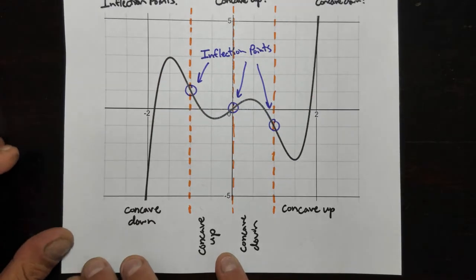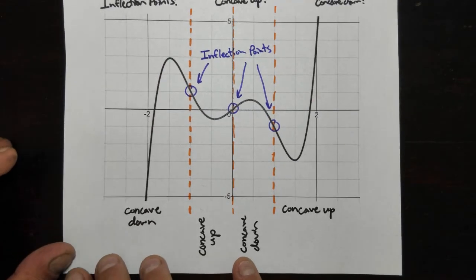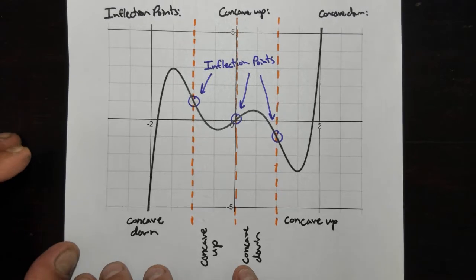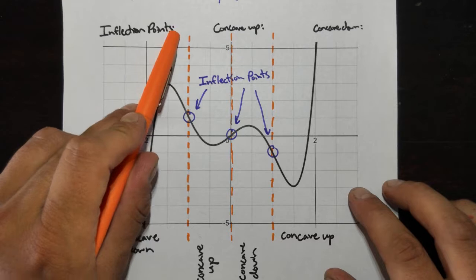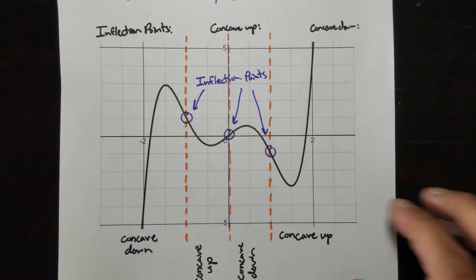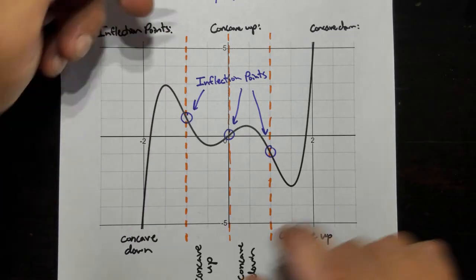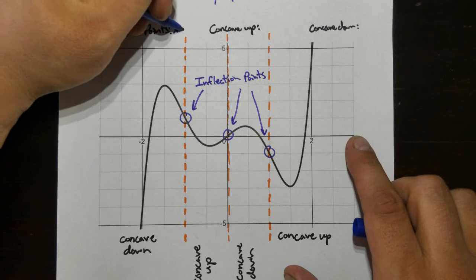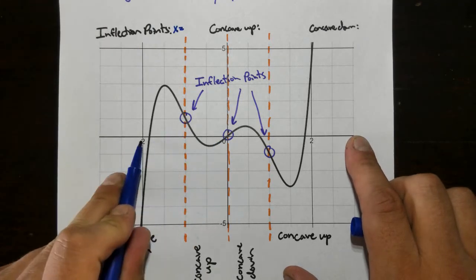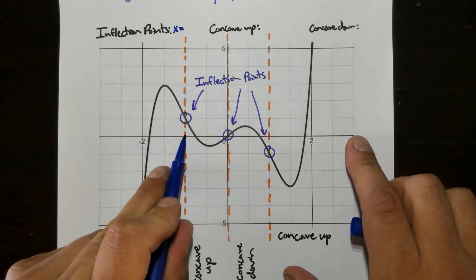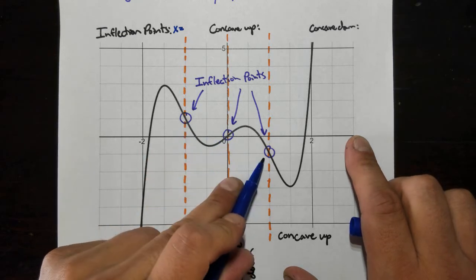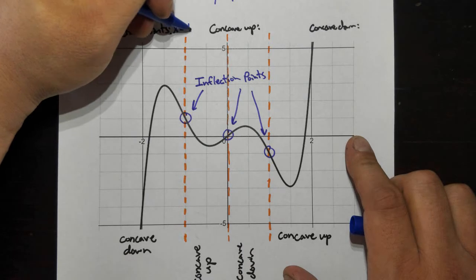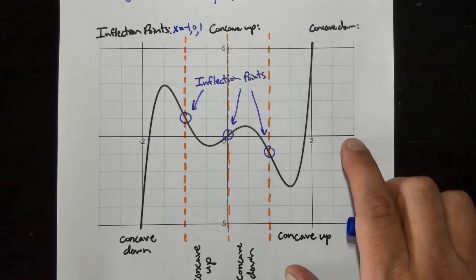So we're talking about these intervals of concavity. Let's talk about that. First, let's identify these inflection points right here. If this is negative 2, this would be negative 1. So our inflection points exist at x equals negative 1, 0, and positive 1.